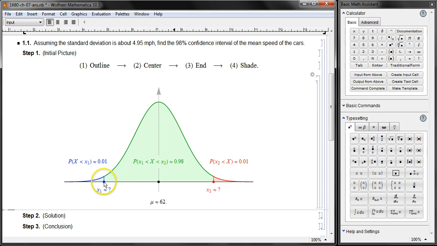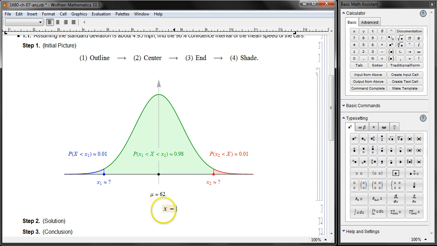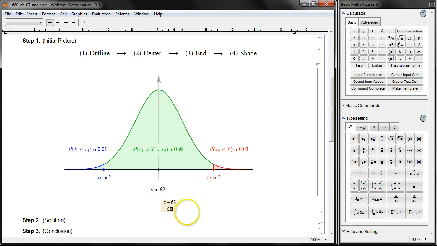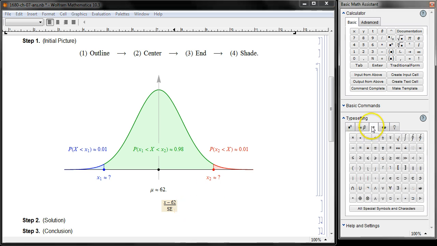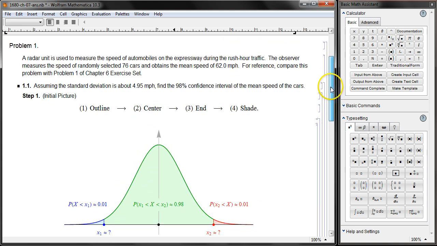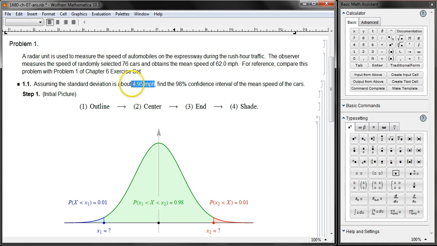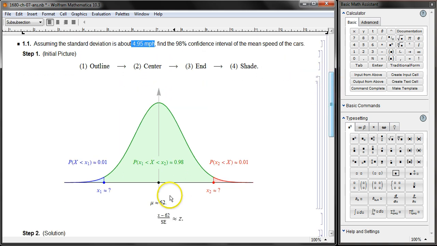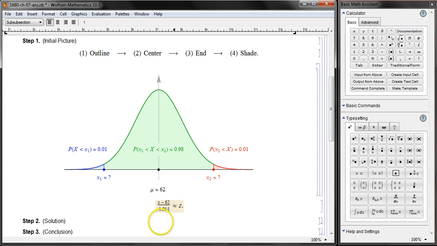Let's find out x1. How do you find out x1? End minus center over SE is approximately equal to the appropriate z-score. That's what you have to do. And what is the standard error here? Standard deviation is 4.95, so the standard error should be 4.95 over square root of n.